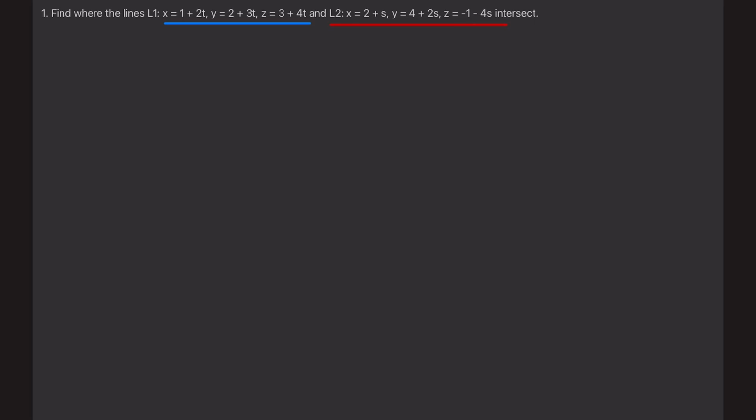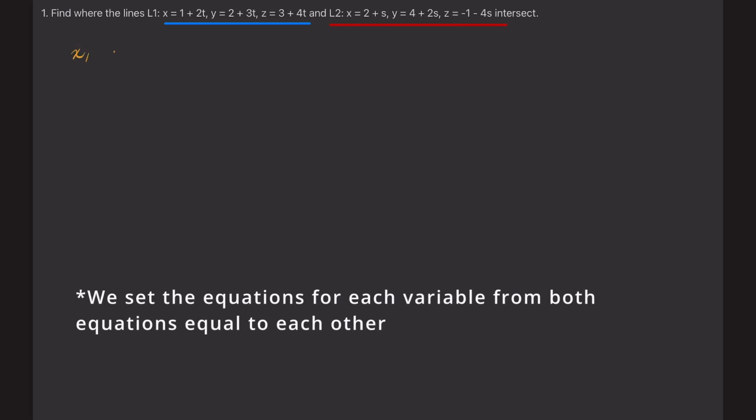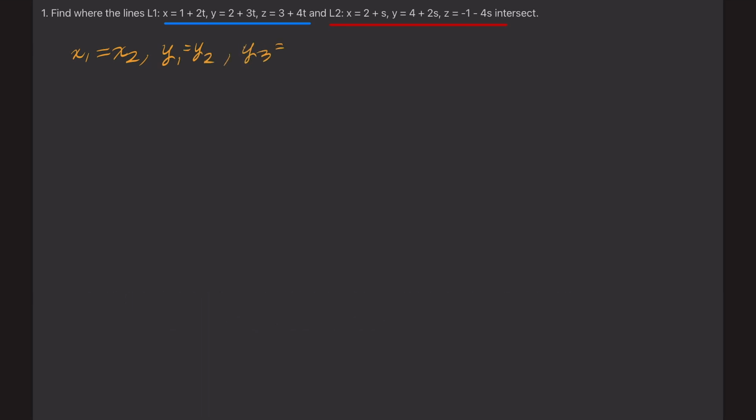Now, to solve this problem, we're just going to take our x's. So we're going to say x1, the x equation for line 1, equals x2, y1 equals y2, and z1 equals z2. And to do that, we're going to do a standard system of equations. Then we're going to plug it in and make sure that everything's okay.